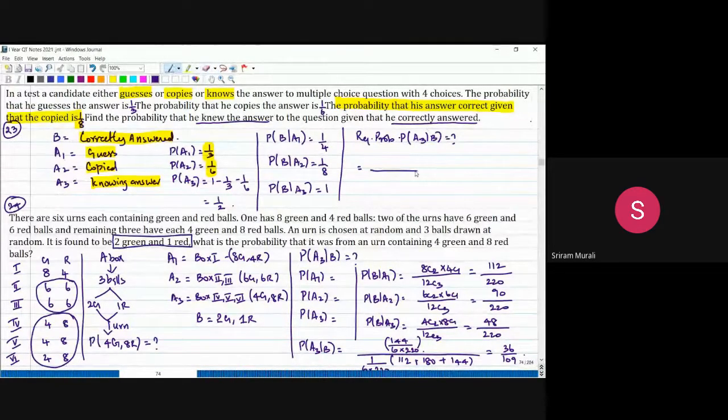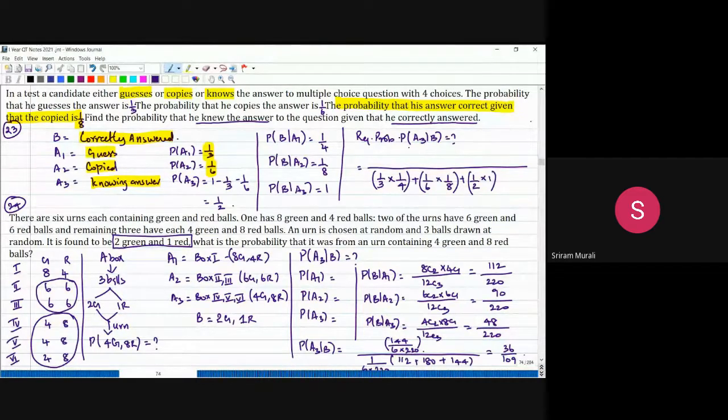To find A3 given B, I must know all the totals. The chance of getting a guess is 1/3, whose respective probability of answering correctly is 1/4. If he copied, the chance is 1/6, and he has answered rightly, whose respective probability is 1/8. And the chance of knowing the answer, sorry, the chance of taking A3 is equal to 1/2. It is a sure event.